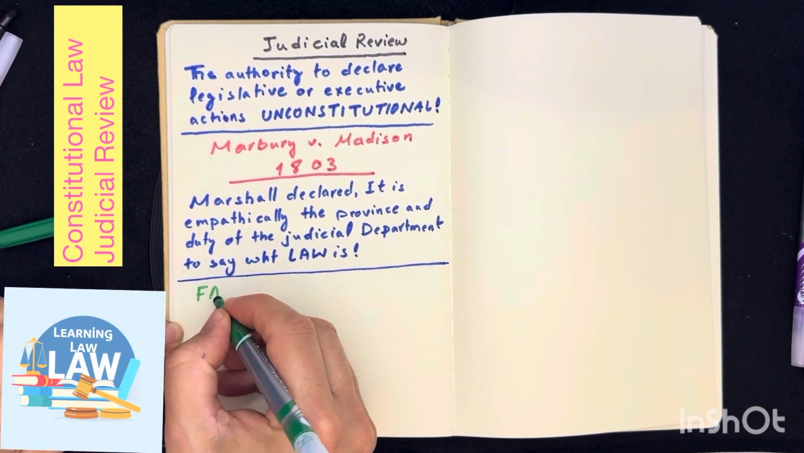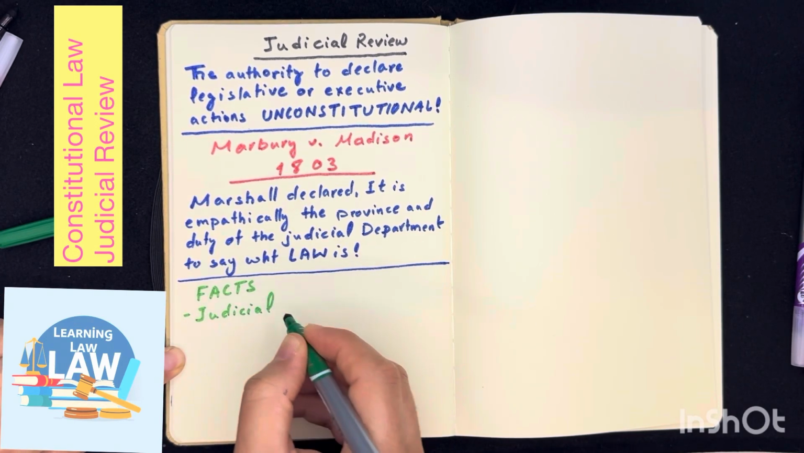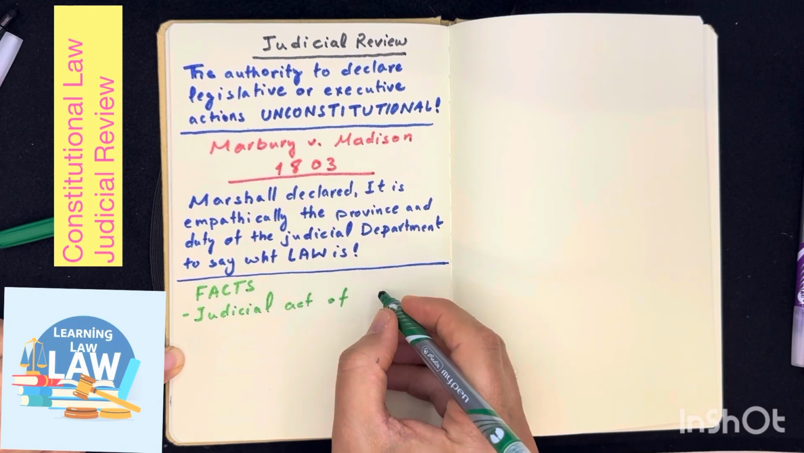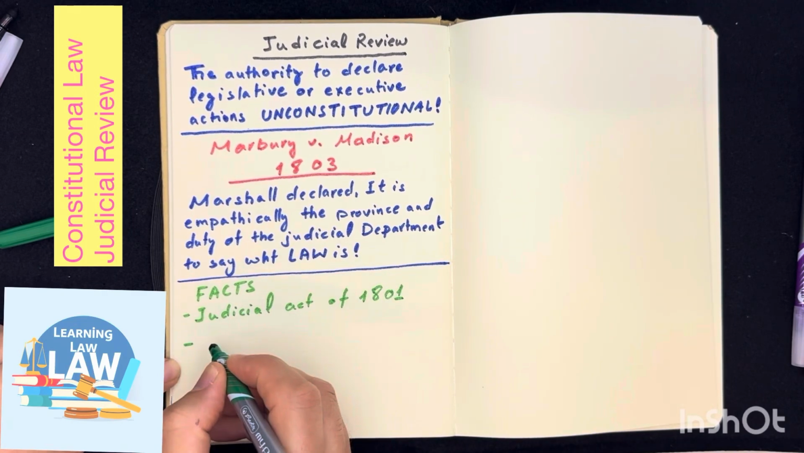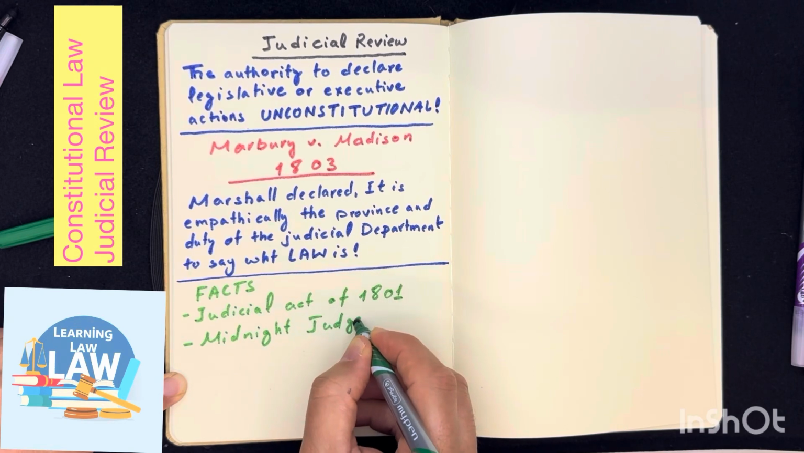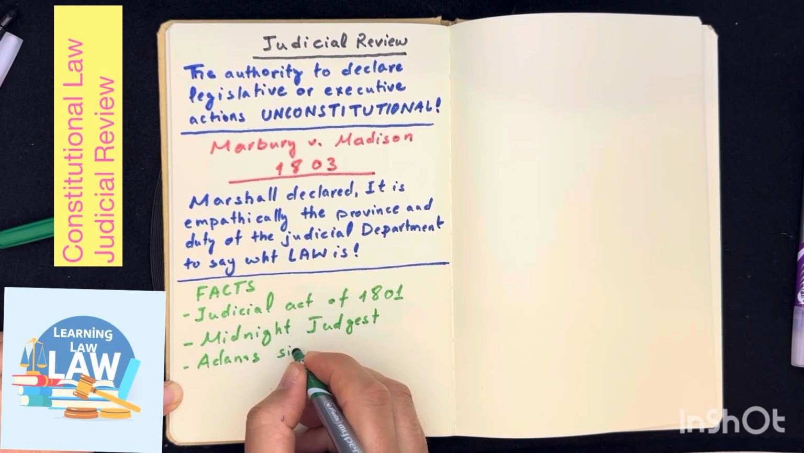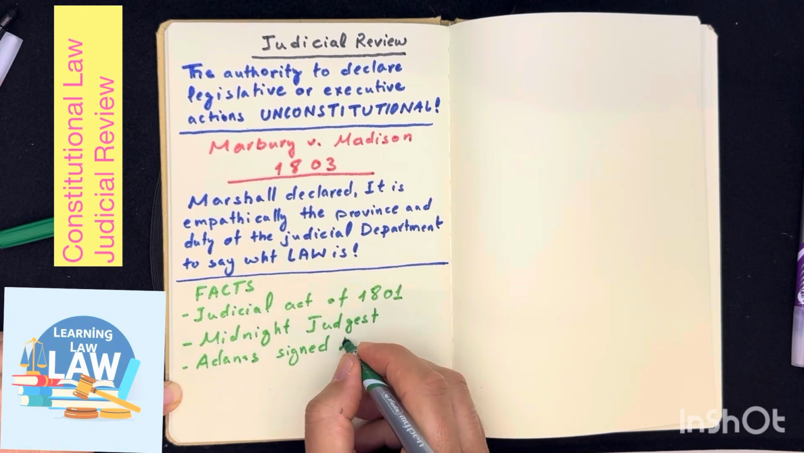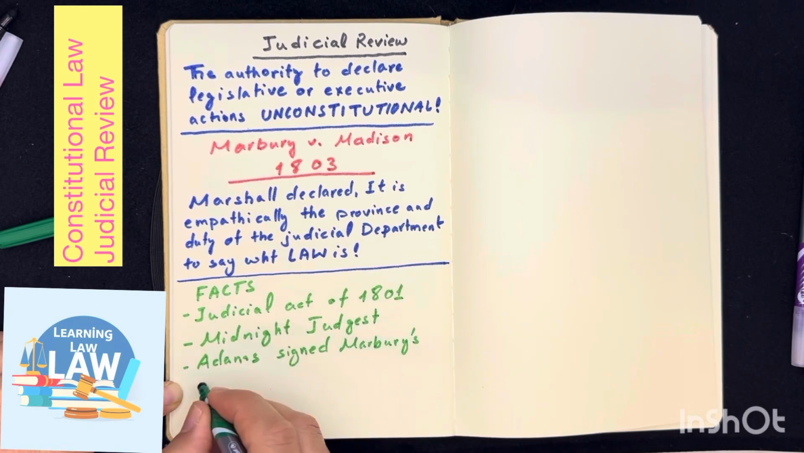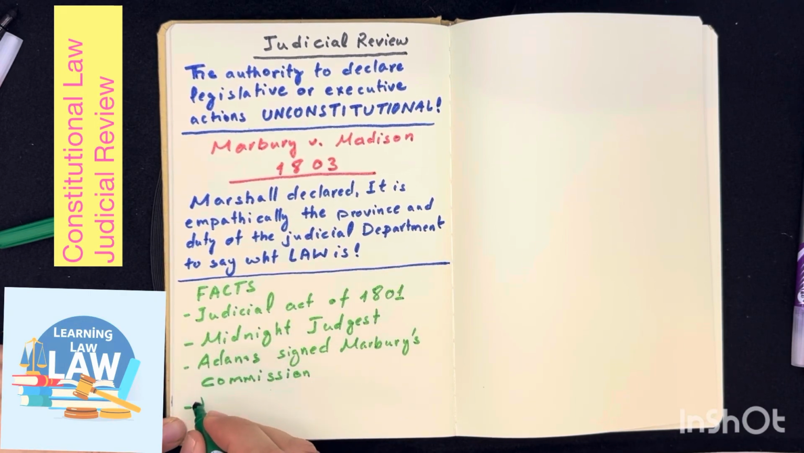Facts of Marbury versus Madison. In the final days of his presidency, John Adams, a Federalist, passed the Judiciary Act of 1801, which expanded the federal judiciary. Just before leaving office, Adams appointed several judges known as the Midnight Judges, including William Marbury as Justice of the Peace for the District of Columbia.